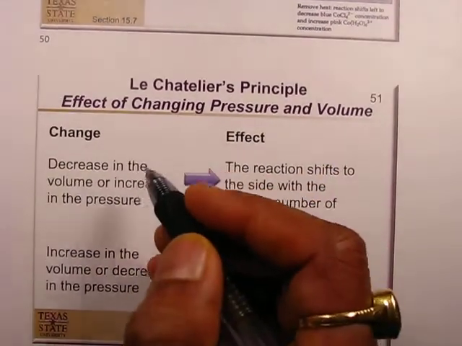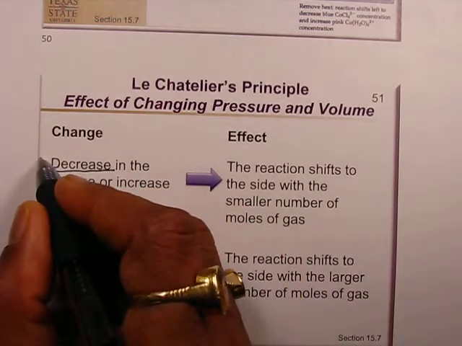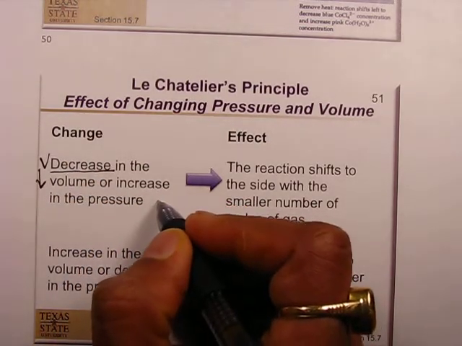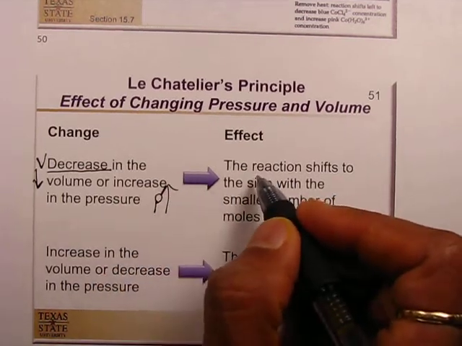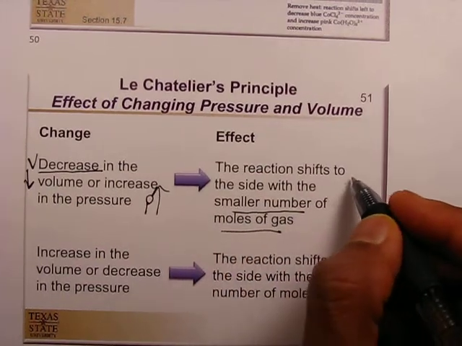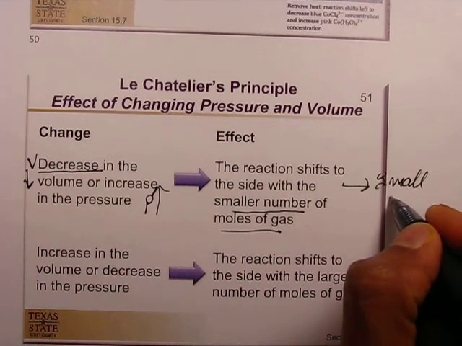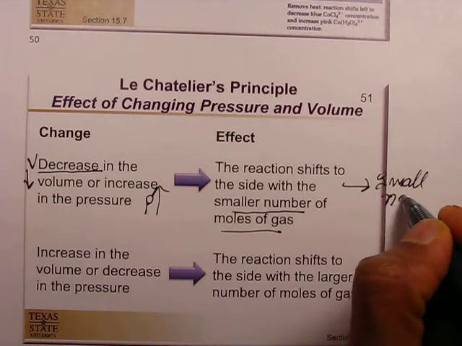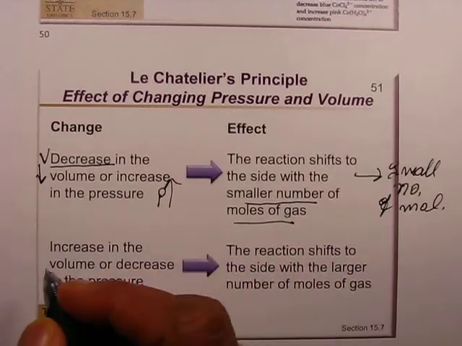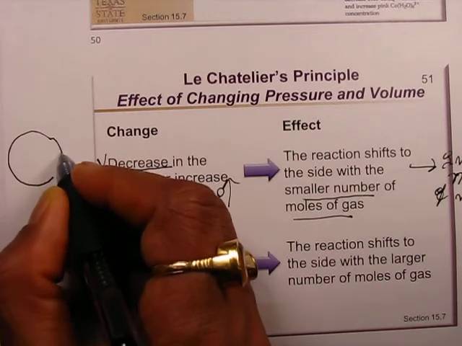So let's see how this will be affecting. Decrease in the volume, so volume decreases, or increase in pressure increases. The reaction shifts to the side of the small number of moles. Reaction shifts toward the small number of moles, right.